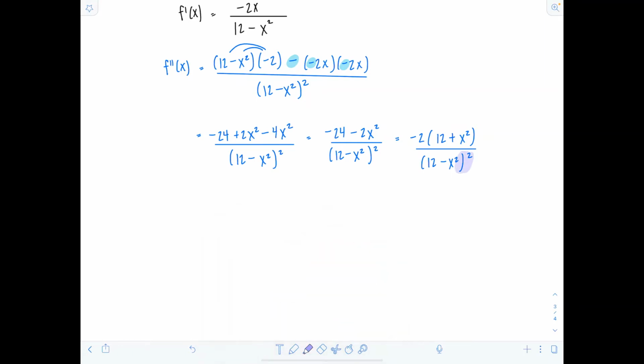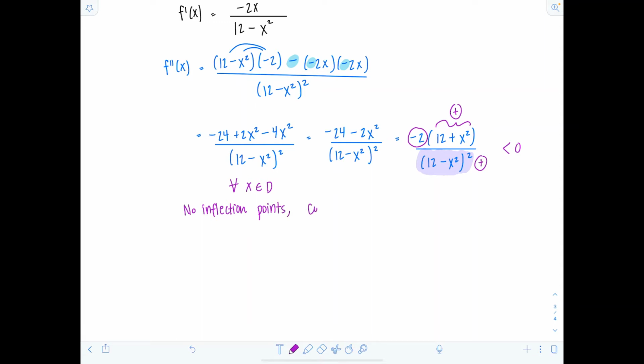Well, look, the denominator is always positive, right? Because I take 12 minus x squared and then I square it again. So this is always positive downstairs. 12 plus x squared, guess what? That's positive always too, because you're squaring x and then adding 12 to it. And then here's negative 2, just hanging out. So what does that tell me? I have a negative times a positive divided by a positive. This second derivative is always negative for all x's that are in the domain. That means there's no inflection points because the graph will not change concavity.